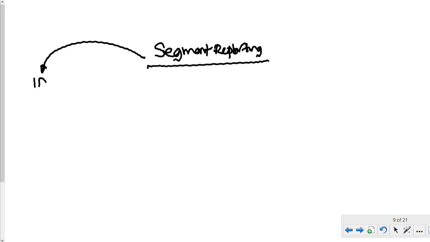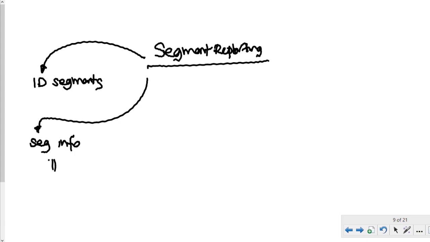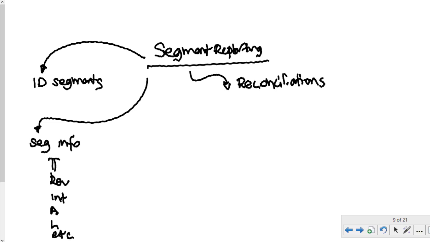All right, so segment reporting then is made up of 3 elements: the identification of the segments, the segment information, info, profit, revenue, interest, assets, liabilities, etc. And the third one is reconciliation. Reconciliations between segment total, which will come from there, and financial statements.